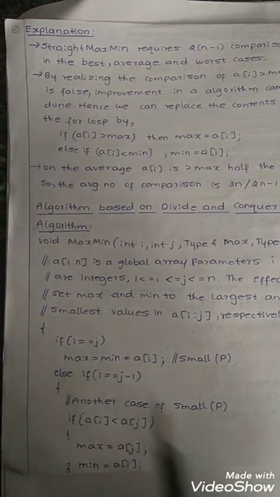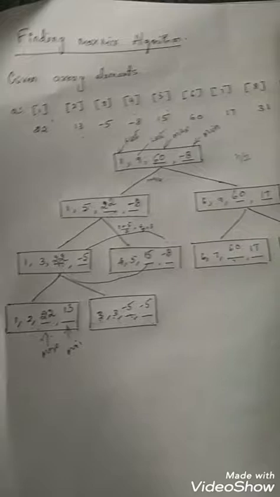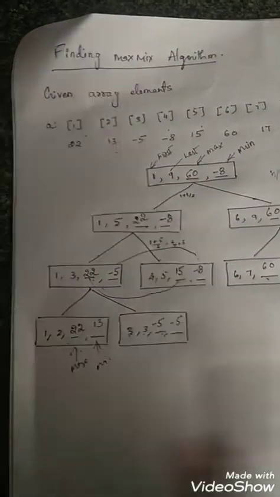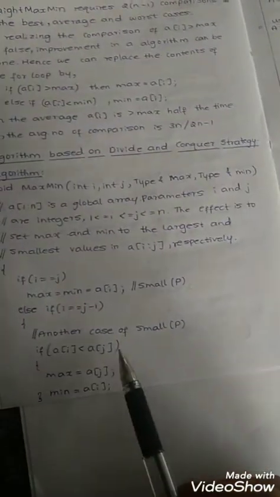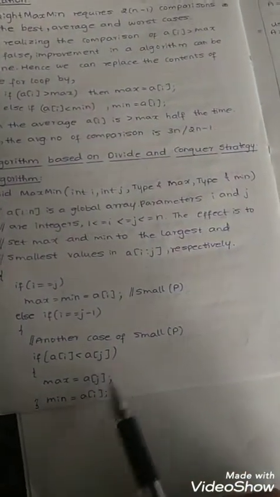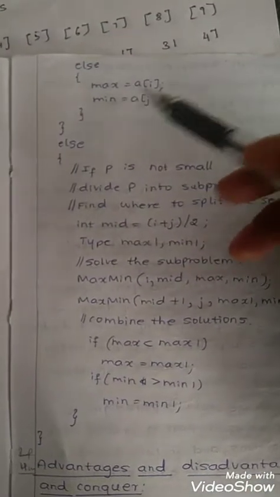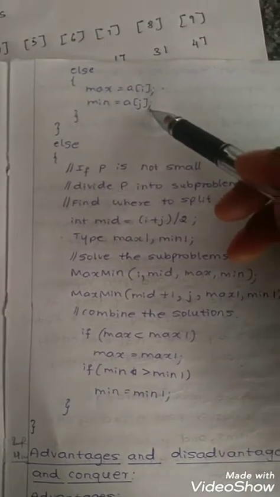Else, if i is equal to j minus 1, that means we have only 2 elements, like in this case. Then I'll compare whether a of i is less than a of j. If yes, then max is equal to a of j and min is equal to a of i. Else, max is equal to a of i and min is equal to a of j. It is very easy to compare.